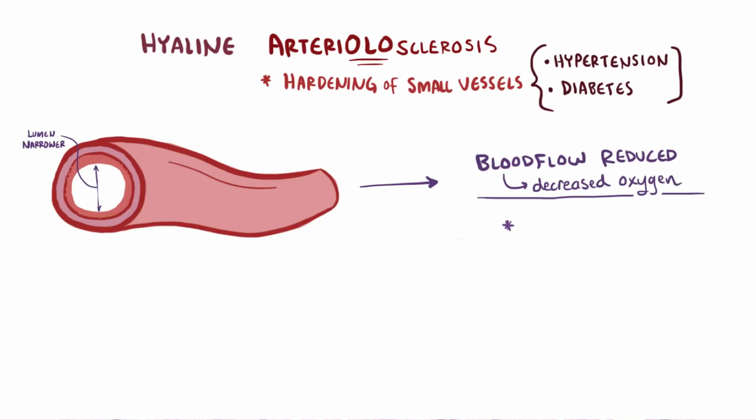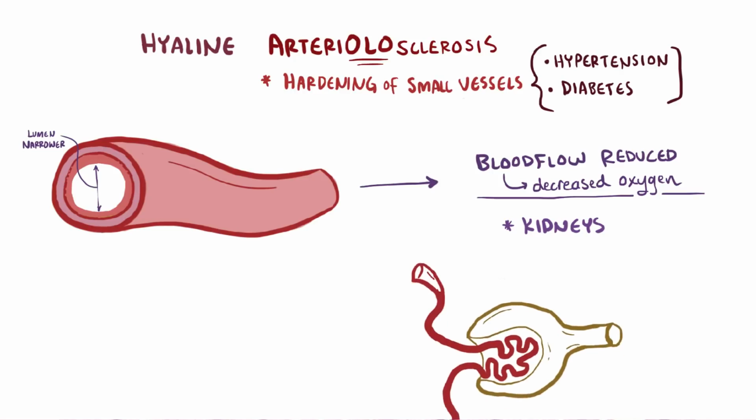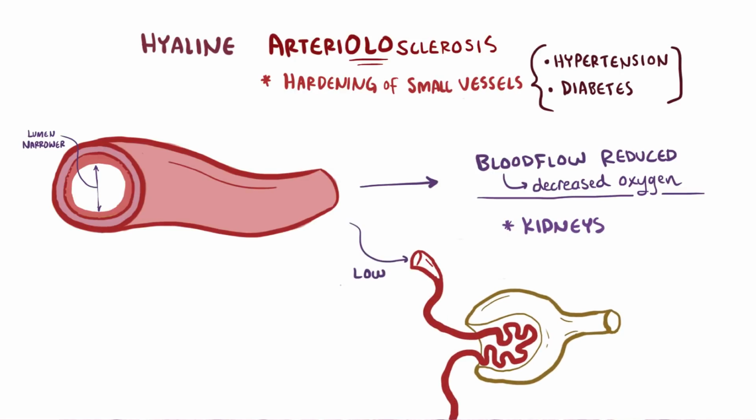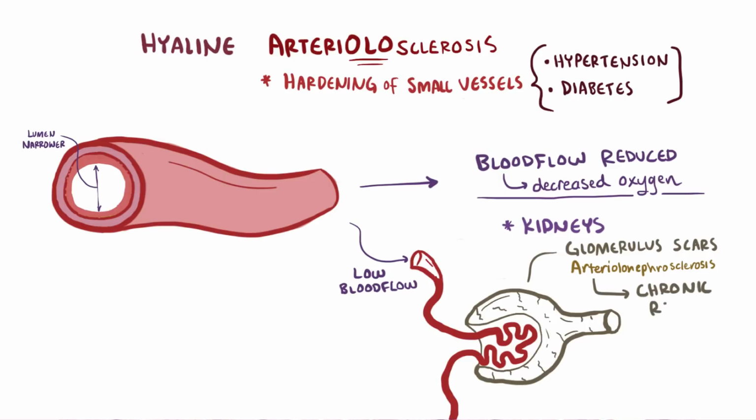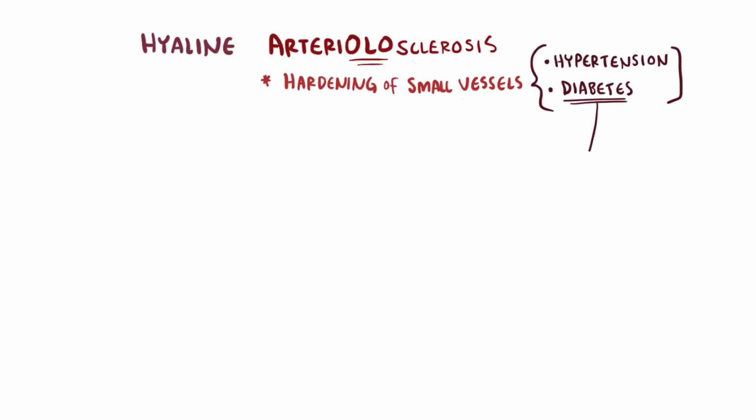And this is usually seen in the kidneys, where not enough blood is supplying the small glomeruli blood vessels and the glomerulus itself, causing the glomerulus to scar, which is summed up nicely by the term arteriolonephrosclerosis. If we don't do something to stop it, we'll see scarring occur to enough glomeruli that a person develops chronic renal failure.